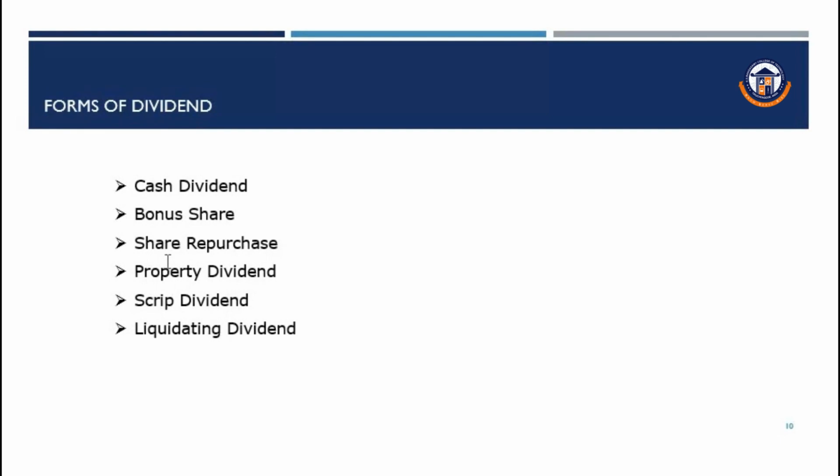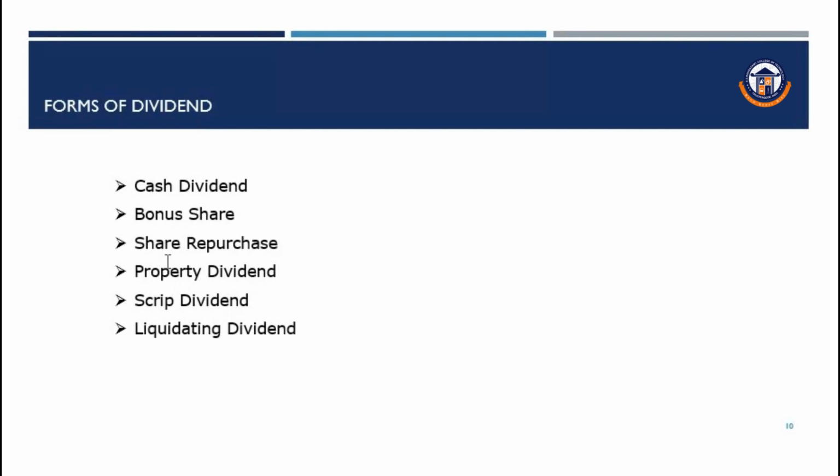A company always wishes to keep its investors happy. They issue shares as a bonus instead of a dividend. Then the third one is a share repurchase. Share repurchase occurs when a company buys back its own shares from the market and reduces the number of shares outstanding.